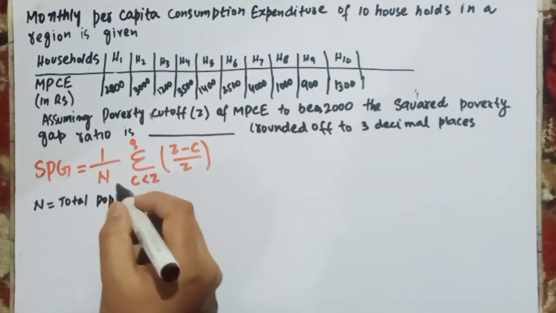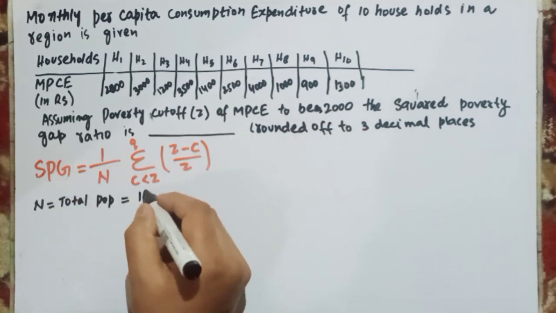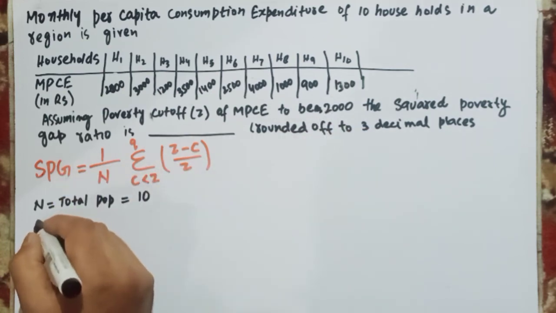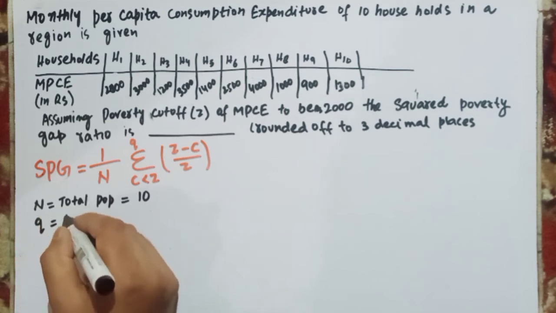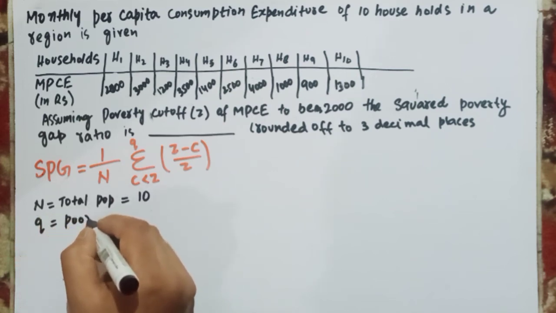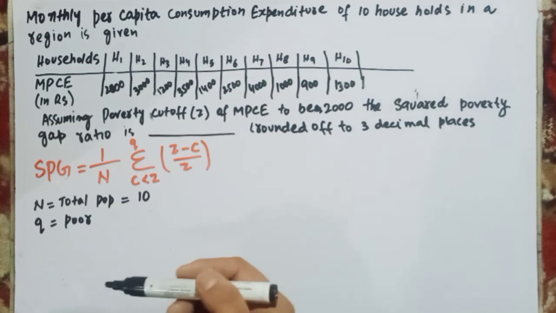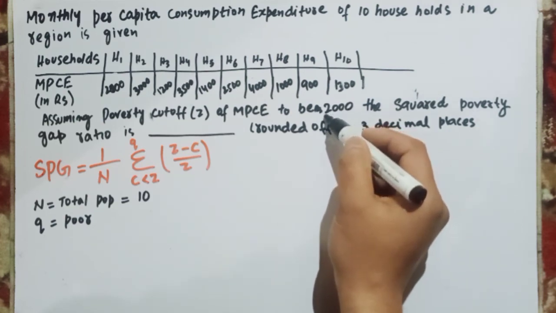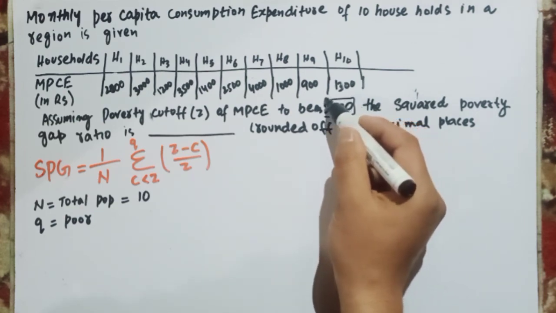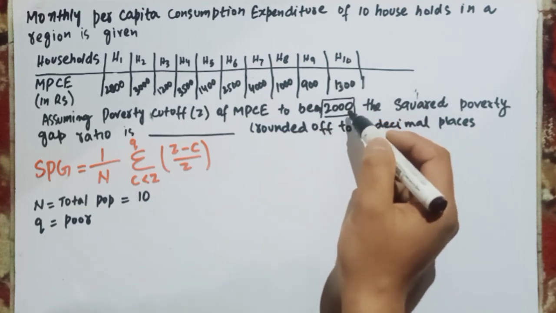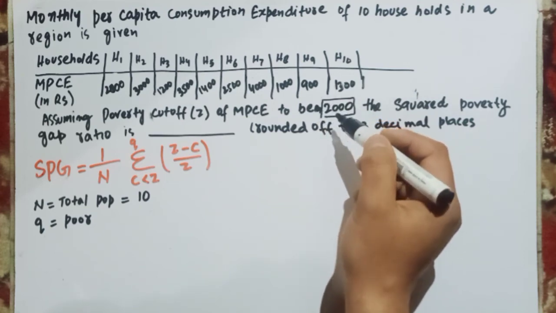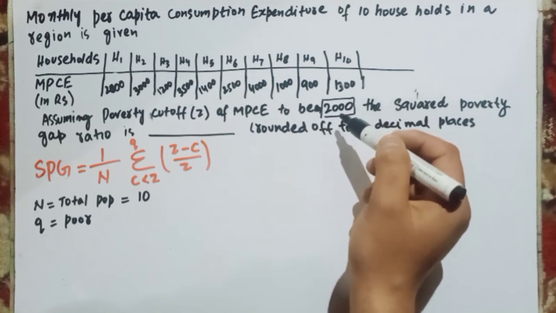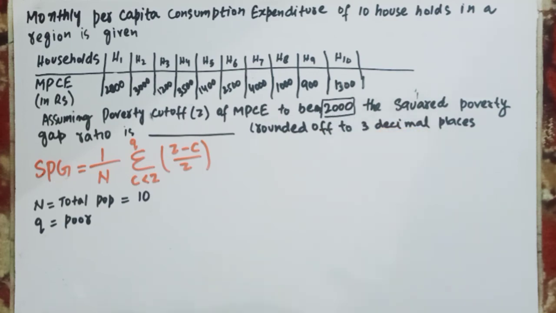In this case it is equal to 10. We have 10 individuals. Q denotes the number of poor, and how do we know the number of poor? The number of poor are those people whose income is less than 2000, to be precise, whose monthly per capita consumption expenditure is less than 2000. That means the number of poor in this case.